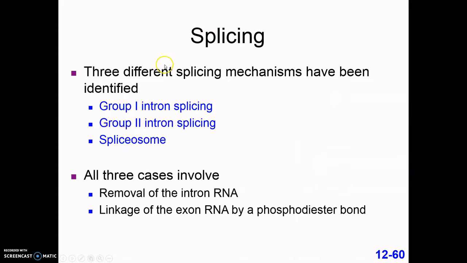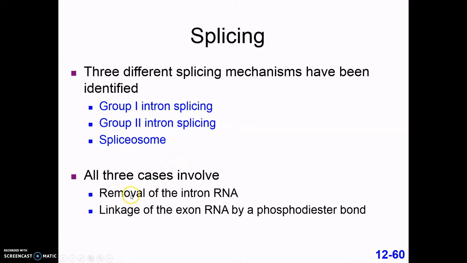Now, splicing. Splicing has three distinct mechanisms. So there are group 1 intron splicing, group 2 intron splicing, and spliceosome. One distinction here is the spliceosome involves protein machinery. Group 1 and 2 intron splicing are essentially remnants of when splicing was purely an RNA aspect. So we don't need proteins in order to have this type of splicing occurring. We do need proteins for this. By far, the spliceosome is the most predominantly used form of splicing, but we do have remnants of group 1 and group 2 within our genome.